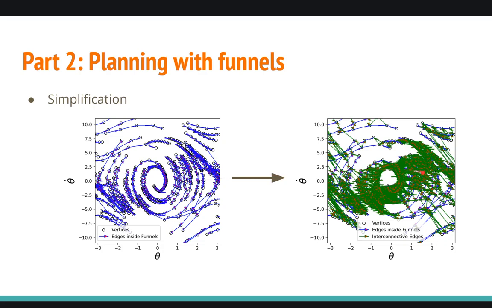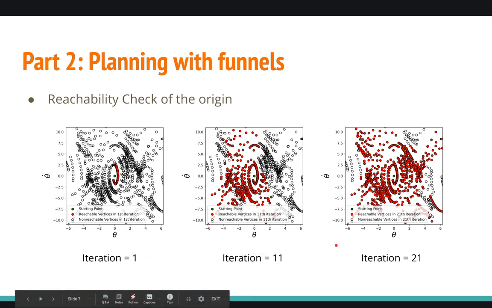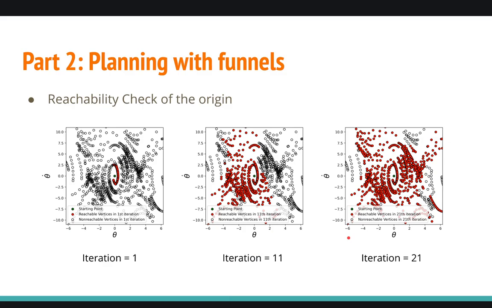So lots of the inter-funnel connections, represented by the green arrows, are added to the graph. So let's see under this assumption, where could we achieve starting from the origin? As you can see here, as the iteration number increases, more and more points become red, which means reachable. After 21 iterations, most of the local region here is reachable. So potentially in the future, with the help of these funnels, I can swing up the pendulum.